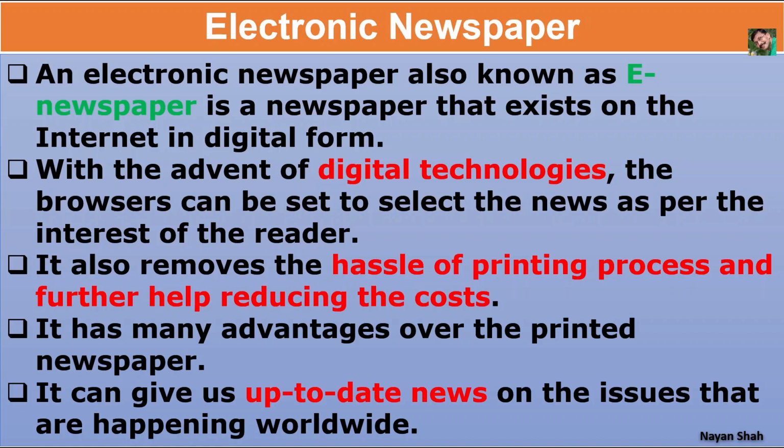Electronic newspaper has many advantages over the printed newspaper, and that we know. The biggest advantage is this: suppose the printed newspaper got printed at midnight, 2 o'clock, after the last news came, and then the newspaper was printed physically. After that, if there is any major event happening anywhere in the world, it will not be covered in that physical newspaper.